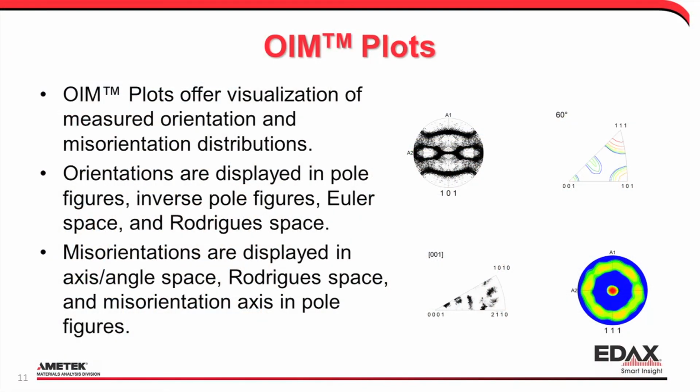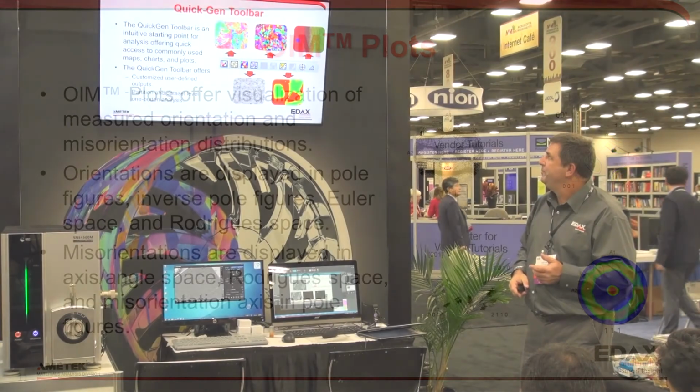And then at the same time, we can look at the distribution of misorientations. We can see if there's a preferred misorientation, a preferred grain boundary type. We can quantify the amount of preferred orientation. We do that through what we call plots.